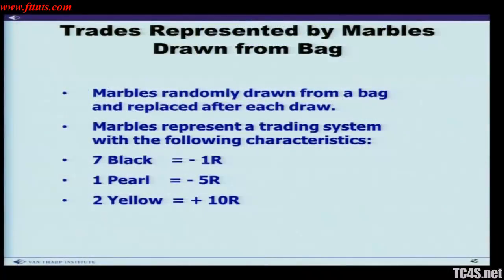So marbles will be randomly drawn from a bag, and they're replaced after each draw. What your trading system really is, is a distribution of R multiples. So a bag of marbles can be a trading system with a certain R multiple distribution. In this case, we have 7 black marbles, which are minus 1R. 1 pearl marble, which is minus 5R. And we have 2 winners, which are each plus 10R.